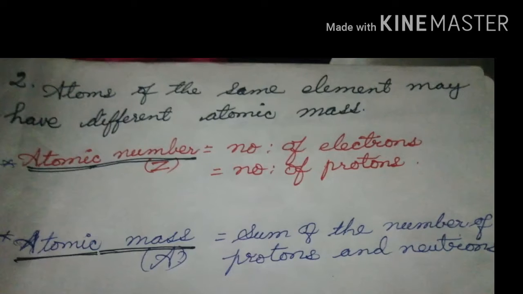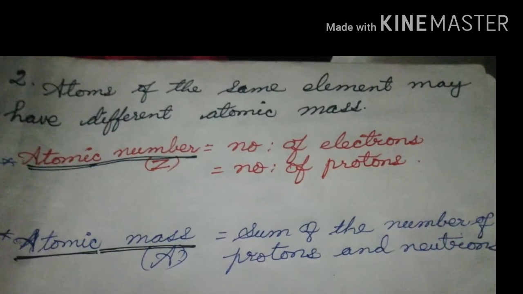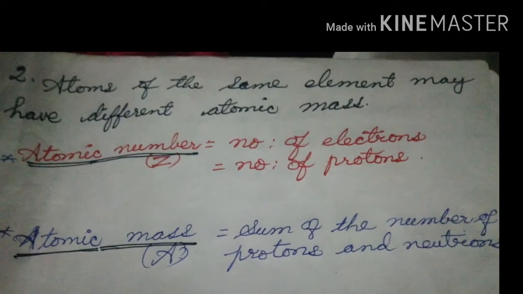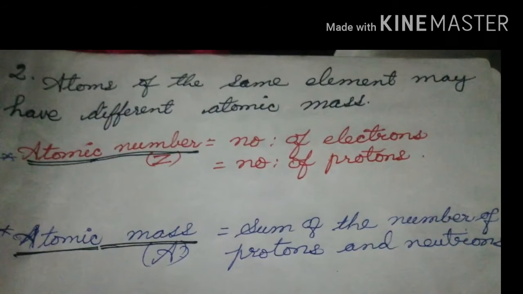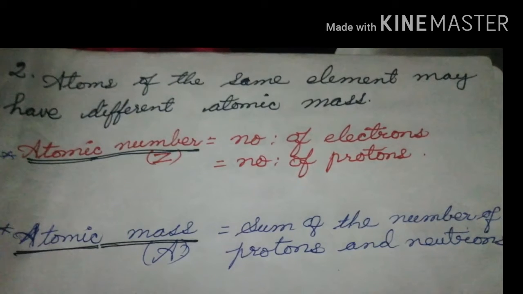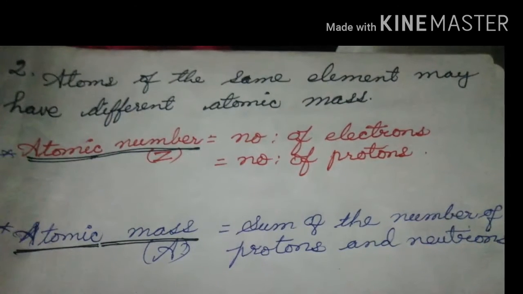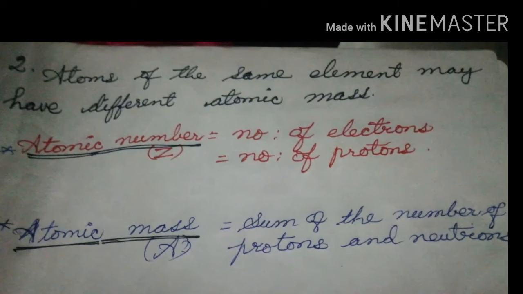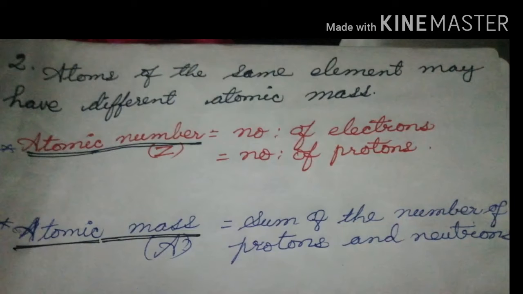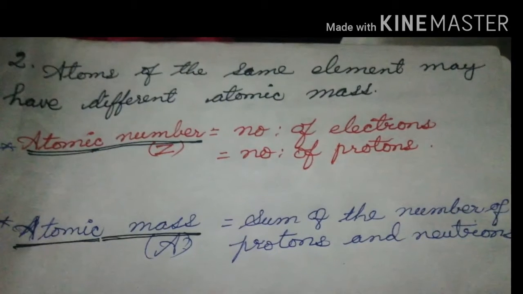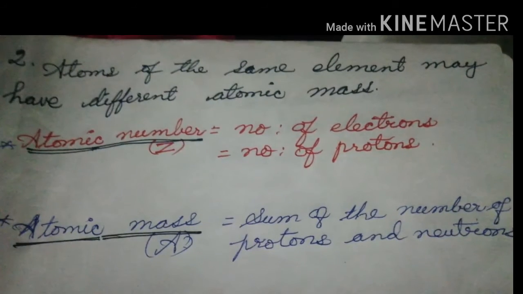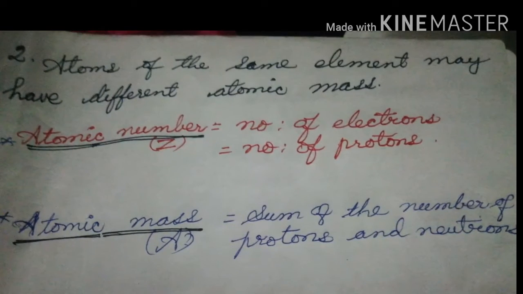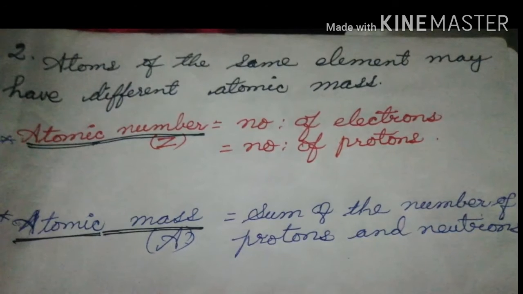The second postulate says atoms of the same element may have different atomic mass. To understand this concept, you must know about atomic number, atomic mass, and isotopes. Atomic number is the number of electrons or the number of protons present in an atom. Always, the number of electrons will be equal to the number of protons. Atomic mass is the sum of the number of protons and neutrons present in the nucleus of the atom.